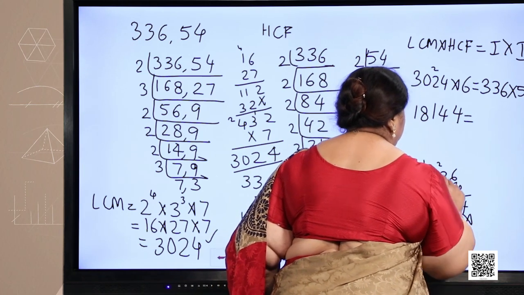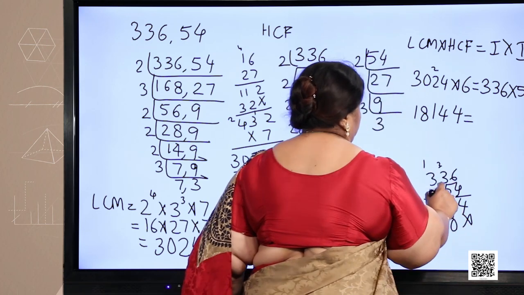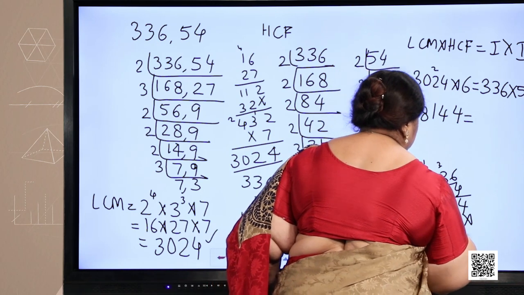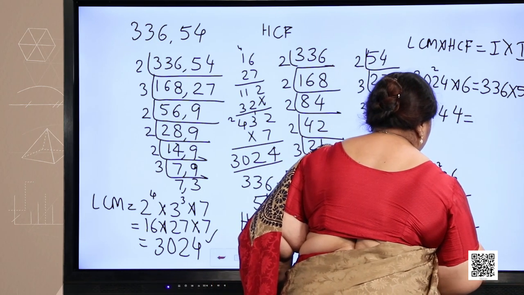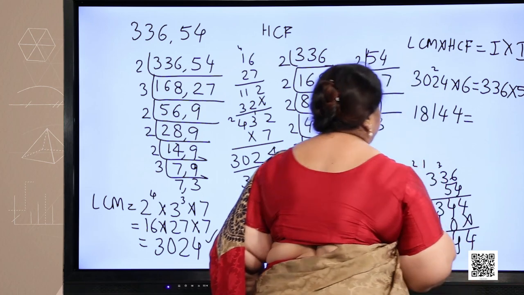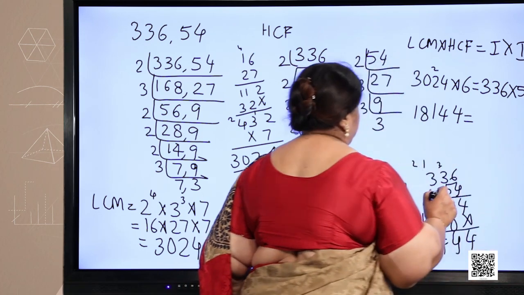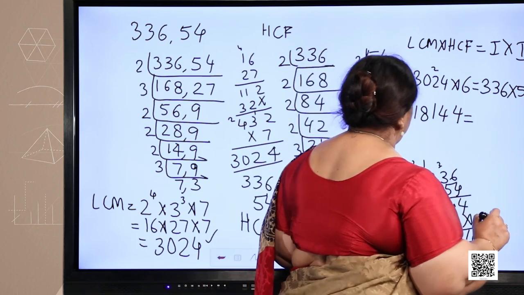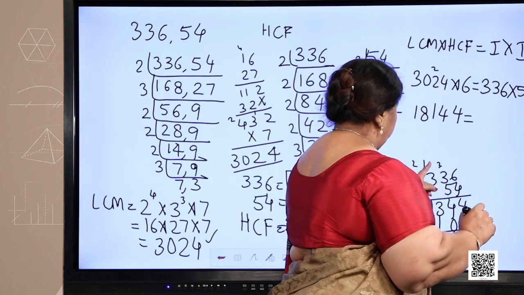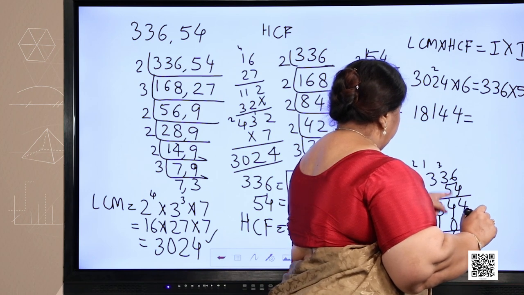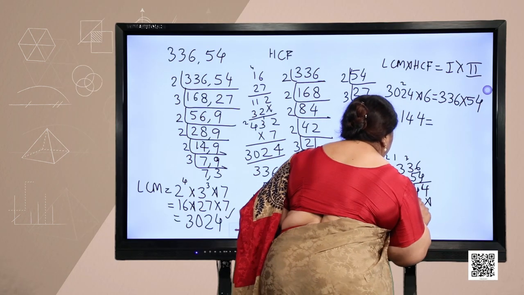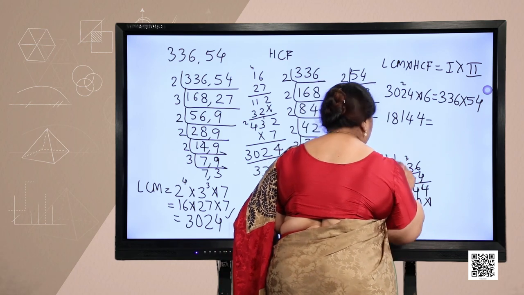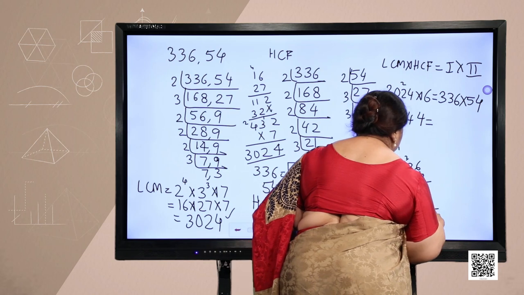Let us multiply 336 with 54. 6 4s are 24 to carry, 12 plus 2 14, 12 plus 1 13, 6 5s are 30, 18, 19, 20, 21, 2 carry and 17. Something went wrong. 336 into 54. Six fives are 30, 3 carry, 15, 18, 1, 6.